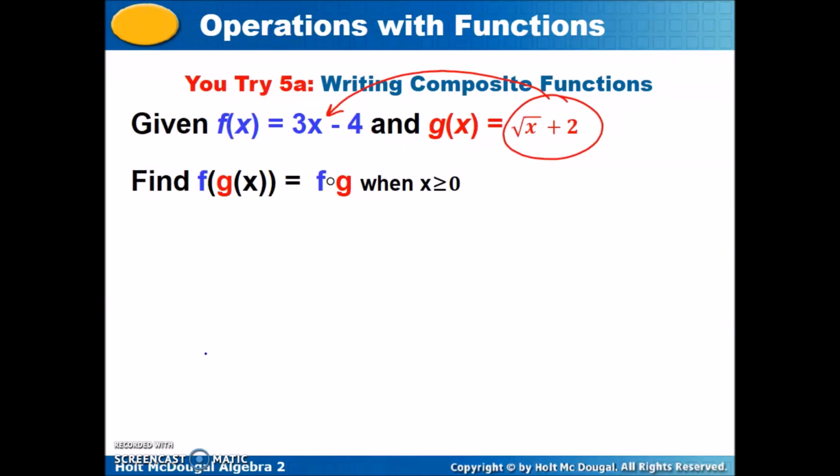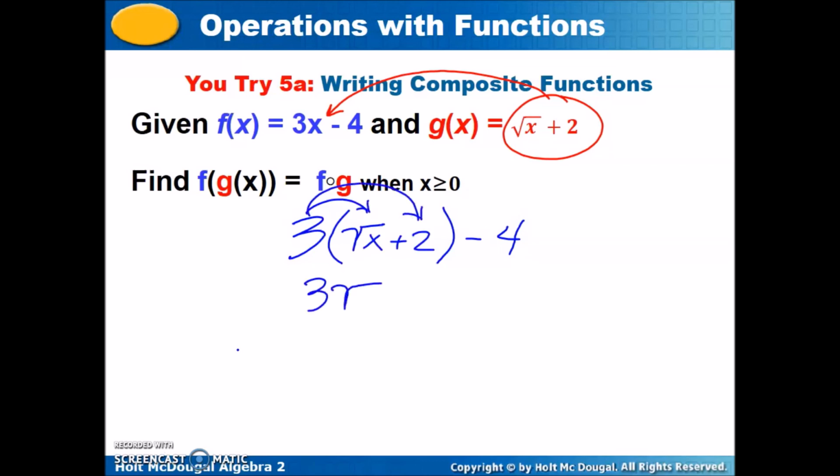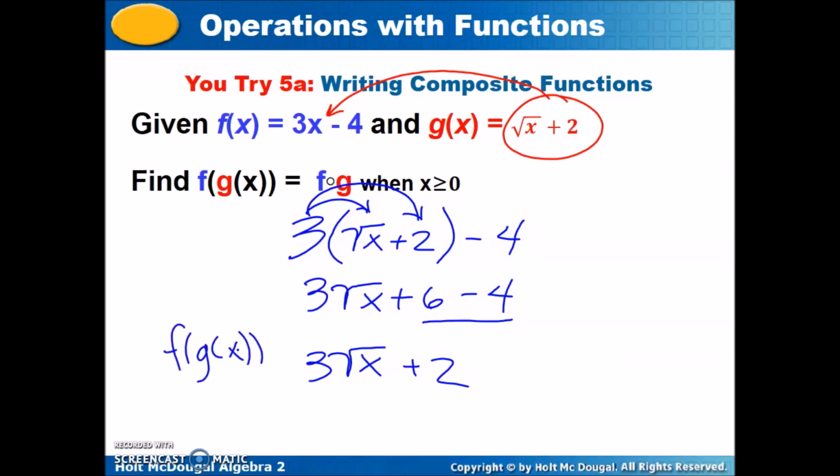So this one, again, what are we doing? We're going to put the x squared plus 2 in for the x in the 3x. So we're going to pause, go ahead, do that, and then come back to me. Okay, so here we're going to distribute this 3 to both terms. So this can be 3 square root of x plus 6 minus 4. We can combine these 2 terms because they're like terms. So that's 3 square root of x plus 2. That's f of g of x. Last one.